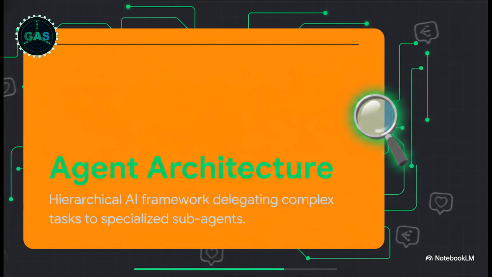So we're starting right at the top of the pyramid. To really wrap your head around this system, I want you to picture it as a digital corporate hierarchy. Let's establish our professional terminology before we even touch the software. What we're actually building here is called an agent architecture. In plain terms, that's a hierarchical AI framework that delegates complex tasks to highly specialized automated sub-agents.